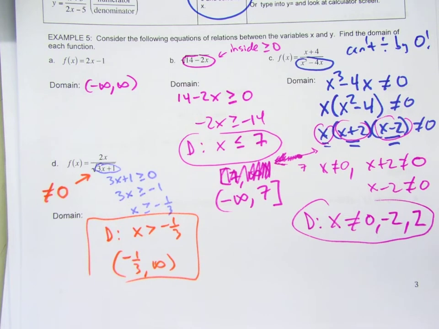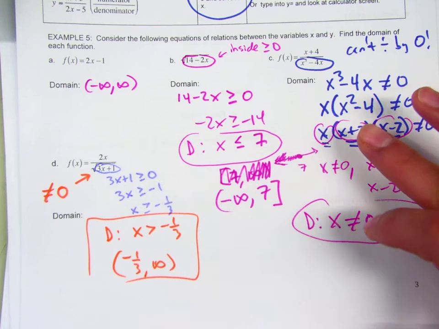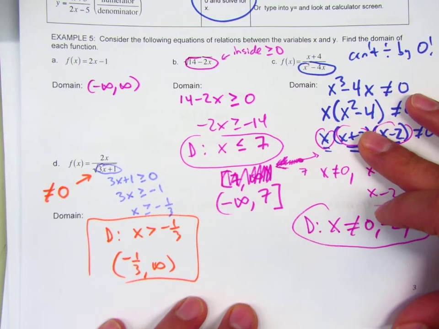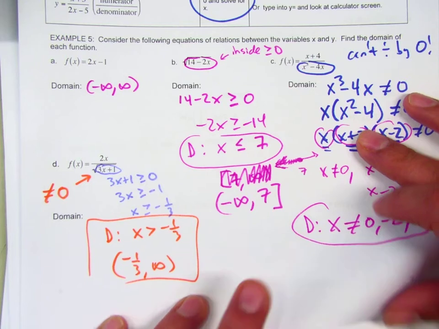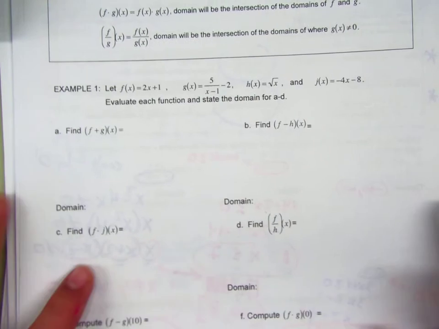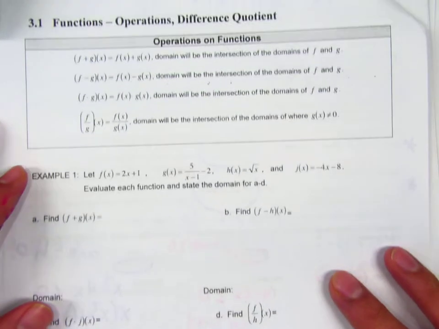Okay? So if you see a fraction or square root, that's when you got to be careful with the domain. Otherwise, it's going to be all real numbers. Okay? For now. Eventually, we'll throw in more stuff, but not yet. Any questions before we move on? Okay, let's go to page 2. For today.